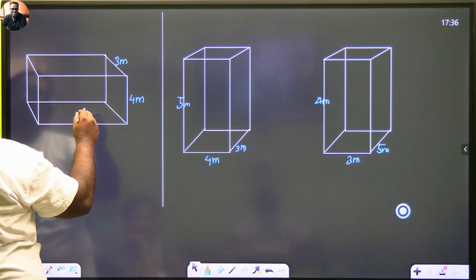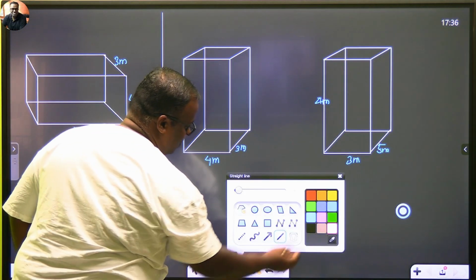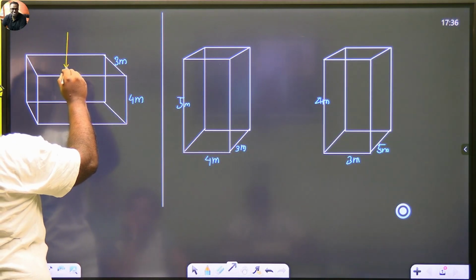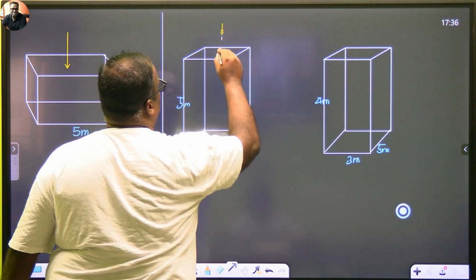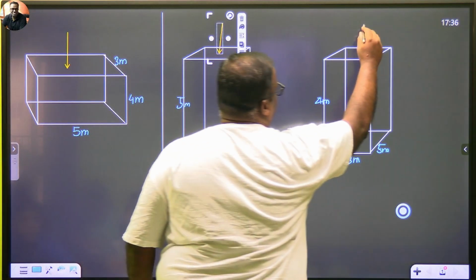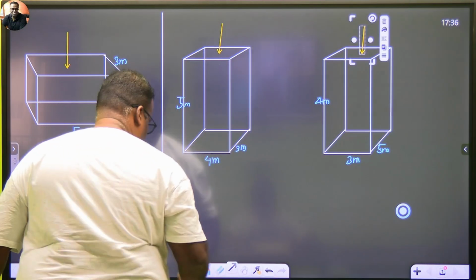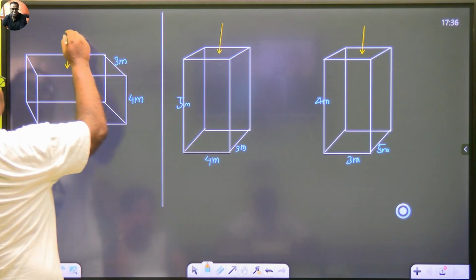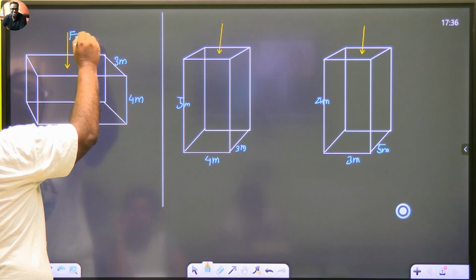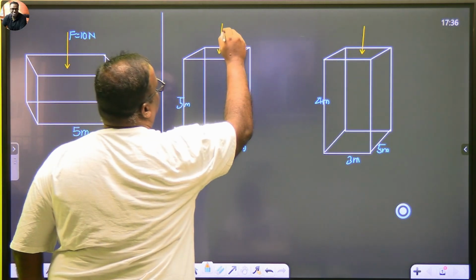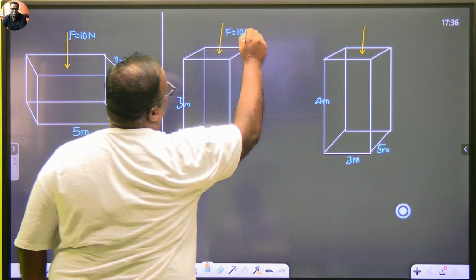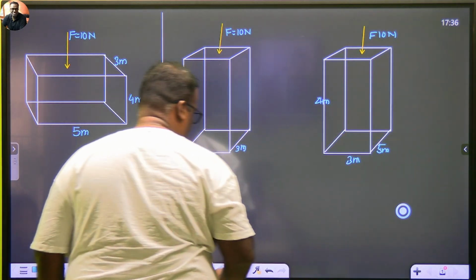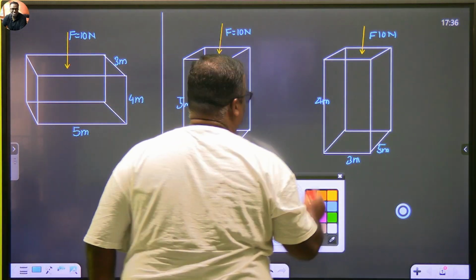Okay, right. So let's now put our force. So there's our force. First time the force is acting on this surface. Now the force is acting on this surface. And now the force is acting on this surface. Okay, understood? So let's take a value for the force. Let's say the force every time is 10 Newton. The force is equal to 10 Newton. And we will see that for each of the 3 cases, how much is the pressure.